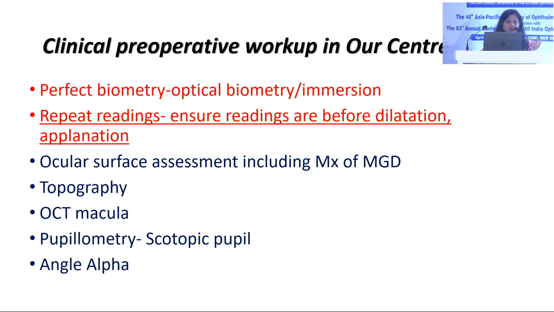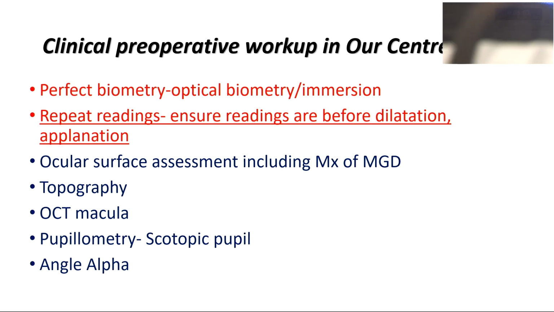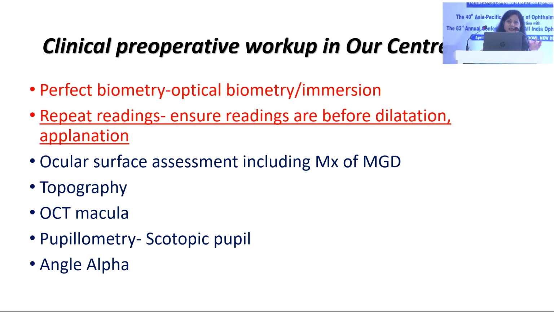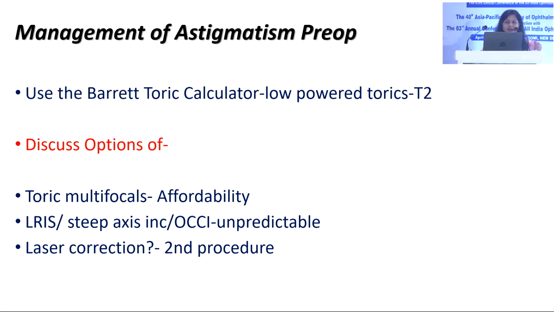So when you think of advising a patient for a multifocal IOL, what is most important is doing a perfect biometry on a virgin cornea before doing a dilatation or applanation so that you get the perfect readings. A good ocular surface assessment, including management of an MGD if it is present. A topography, especially in cases of astigmatism, so that you rule out any kind of irregular astigmatism. OCT macula to look at any macular degenerative changes. A pupillometry to look at the scotopic pupil size and angle alpha.